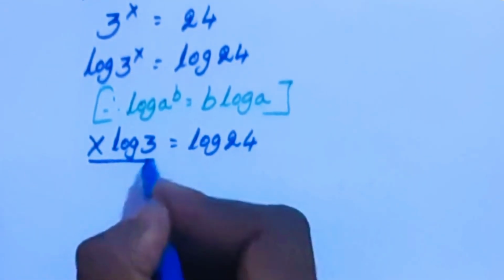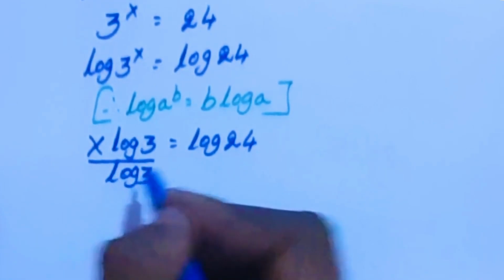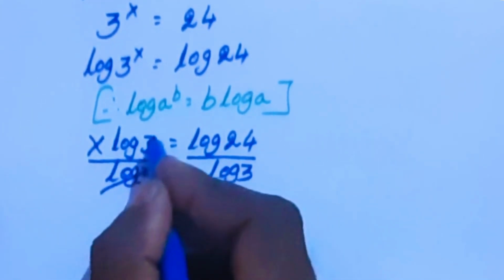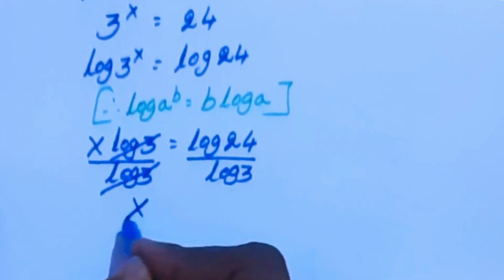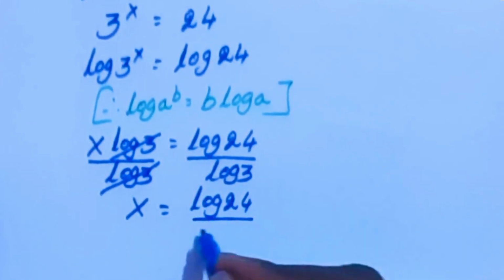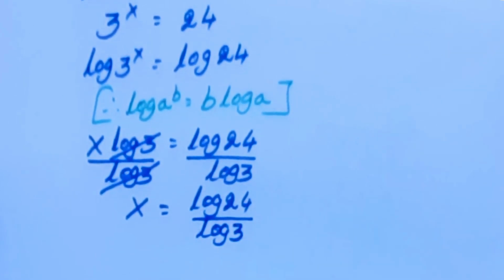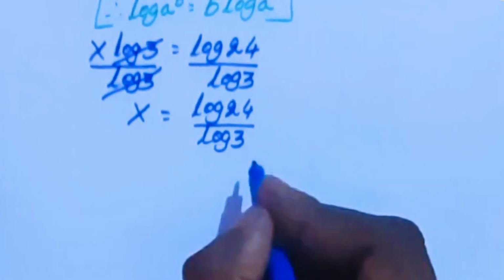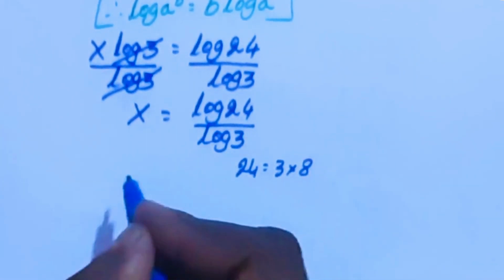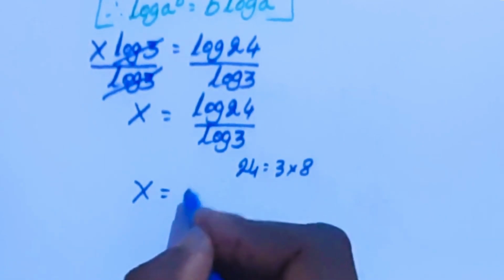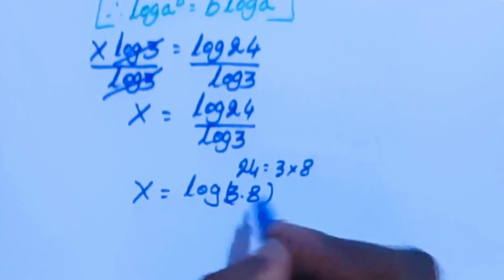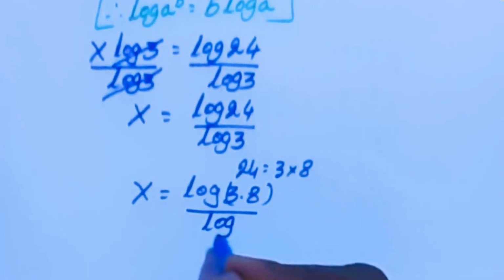Now divide by log 3 on both sides. Log 3 here, here log 3. Now this log 3 cancels this log 3. Now we have x equal to log 24 by log 3. Now this 24 can be written as 3 times 8. So x equal to log (3 times 8) by log 3.